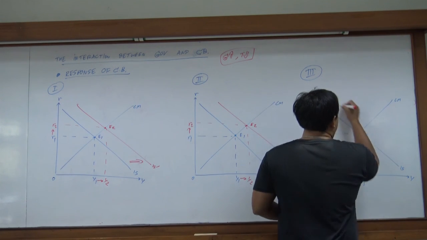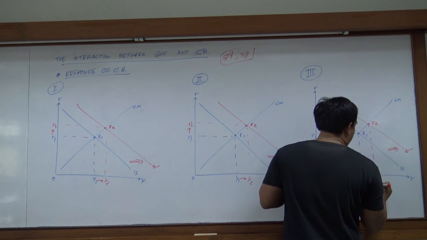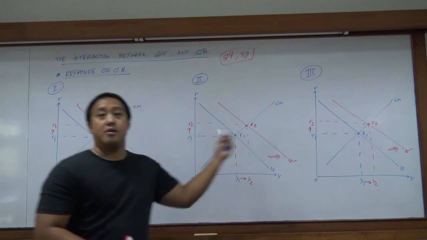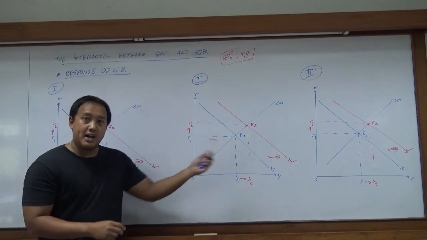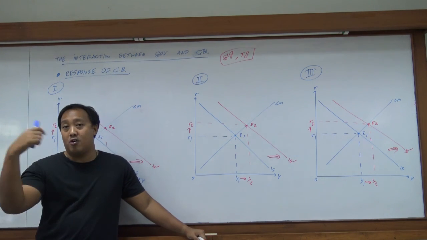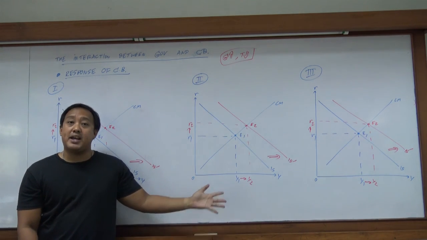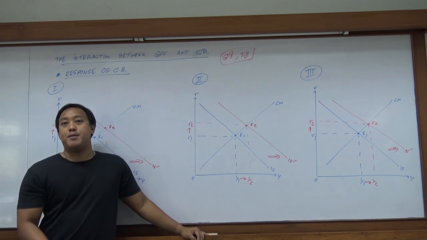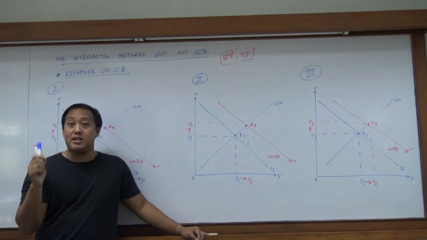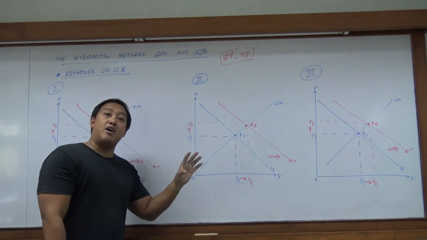Same thing here: the IS curve shifts to the right, the equilibrium point moves from E1 to E2, Y increases from Y1 to Y2, and R increases from R1 to R2. In all three cases, when the government uses fiscal policy, increasing government spending or lowering the tax, the IS curve shifts to the right. As a consequence, GDP increases from Y1 to Y2, and at the same time the real interest rate increases from R1 to R2. Again, we don't care about the BP curve; I take it away. We're just focusing on IS and LM.